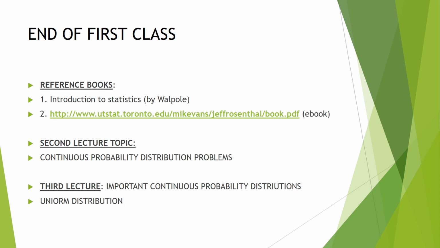My next lecture would be about the same continuous probability distributions, but I would try to solve all the problems there, and then we will come to a very, very important class which would involve studying all the 4 important continuous probability distributions this year, just as we studied the binomial, Poisson, hypergeometric and geometric distributions.